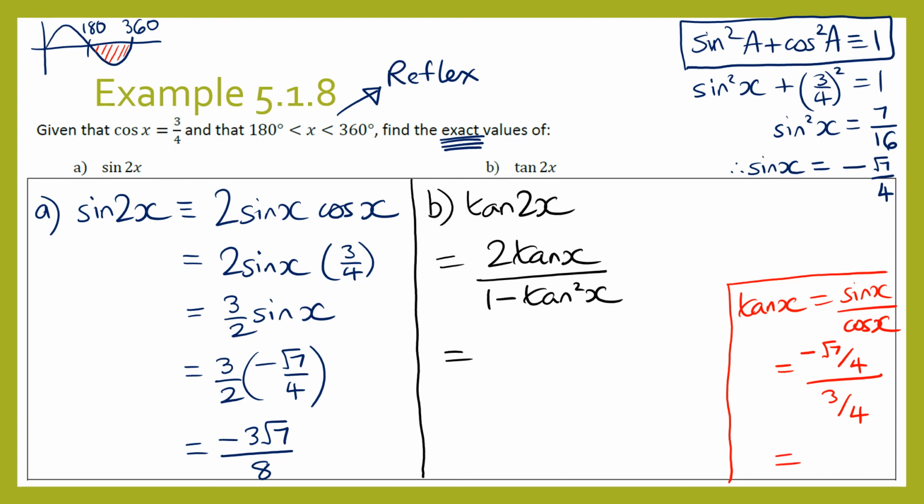I'm dividing 2 fractions with the same denominator. You can do it however you want to, but whatever happens, you'll see the denominators will cancel each other out, and we end up with minus root 7 over 3. That's tan x. Not tan 2x, just tan x. So now we can put that in to replace tan x with negative root 7 over 3.